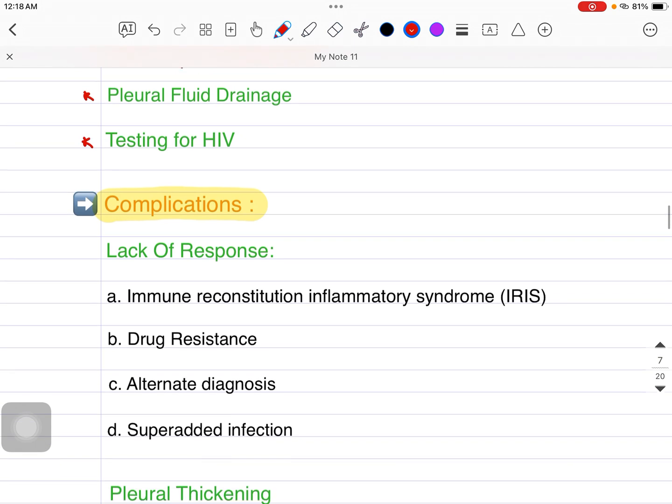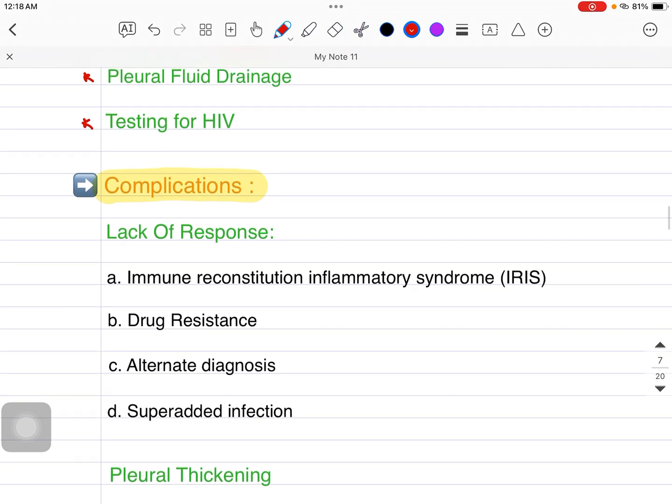What about the complications over here? Sometimes we see that patients have a lack of response. In around 15-20% of patients there may be a lack of response. There we may have the trouble of immune reconstitution inflammatory syndrome.